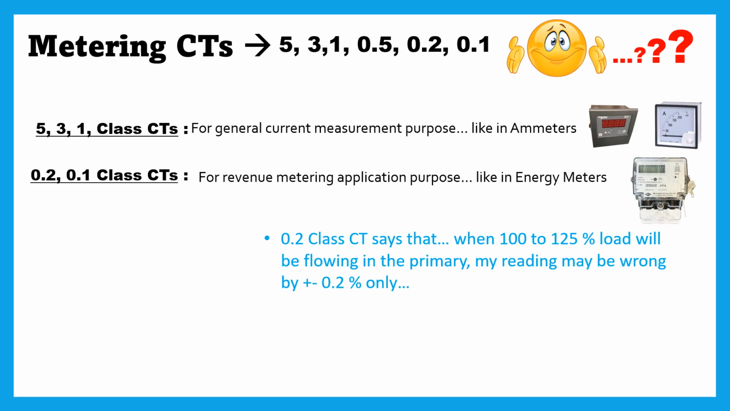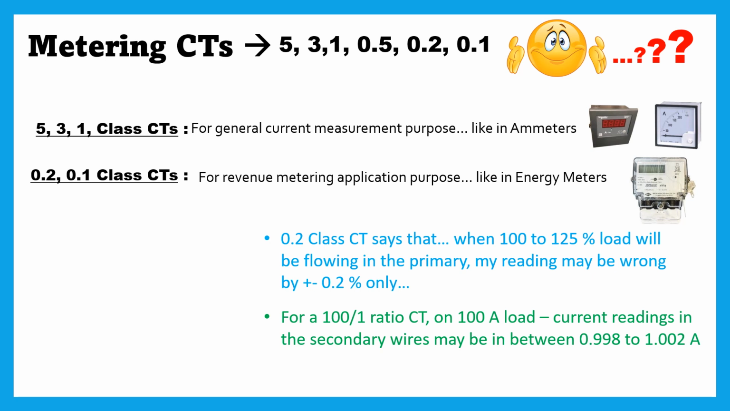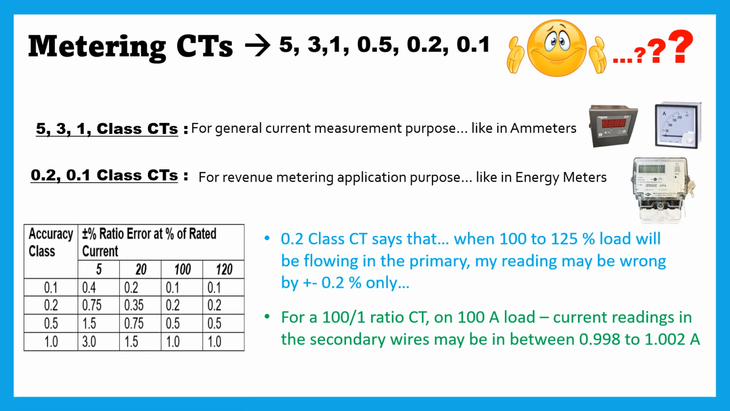0.2 class CT means that when the CT is loaded with 100 to 125% load of its rated current, then at that moment the maximum error in its secondary current would be plus minus 0.2%. For example, if a 100 ampere load is running on a 100 by 1 ampere ratio CT, then its secondary current may vary between 0.998 ampere to 1.002 ampere. For primary loading less than 100% of the rated value, this error will increase. You may check it out in this table.